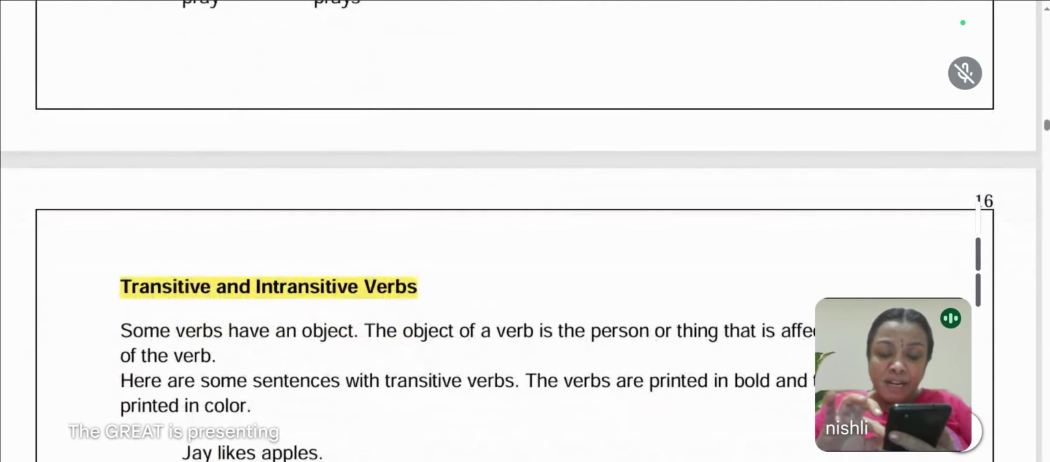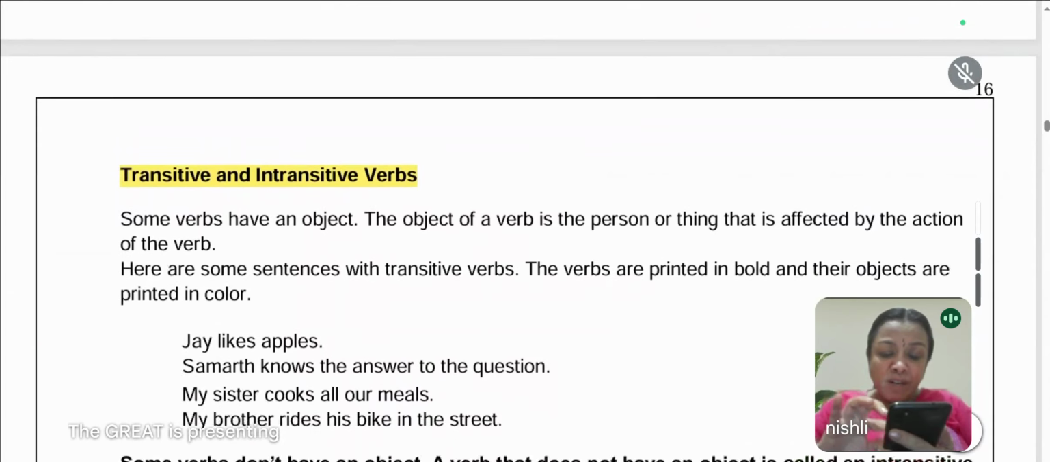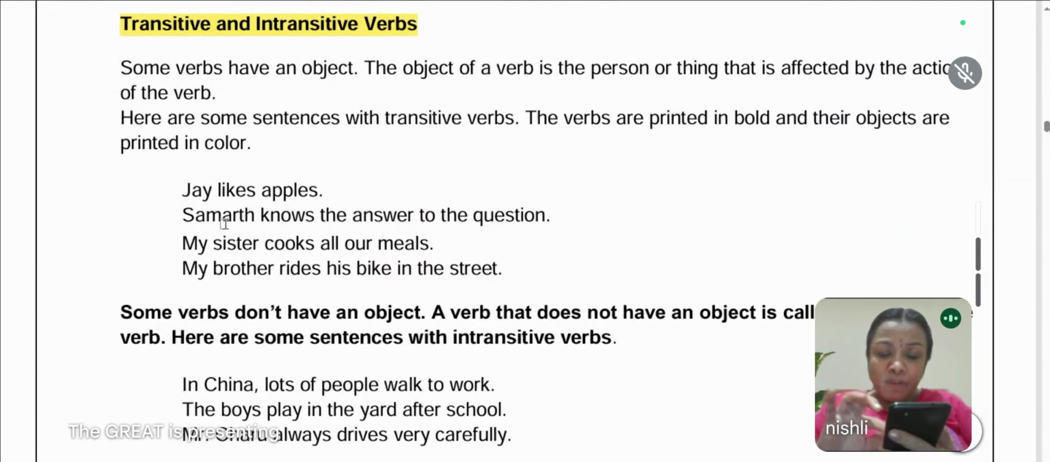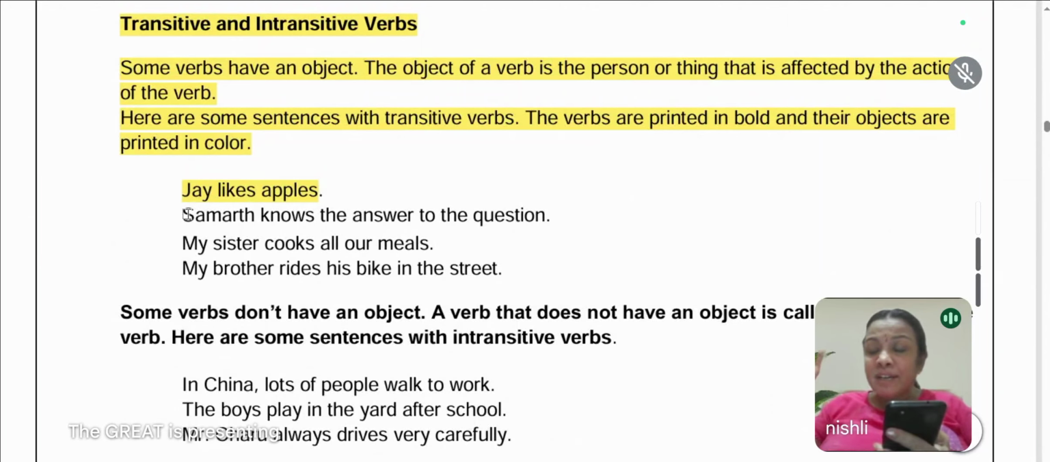Then transitive and intransitive verbs. Some verbs have an object. The object of a verb is the person or thing that is affected by the action of the verb. Here are some sentences with transitive verbs. The verbs are printed in bold and the objects are printed in color. J likes apples. So apples is the object, J is the subject, likes is the verb.